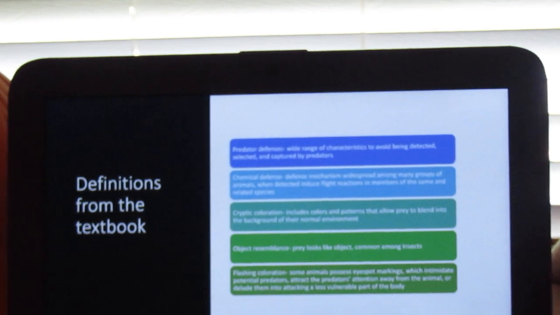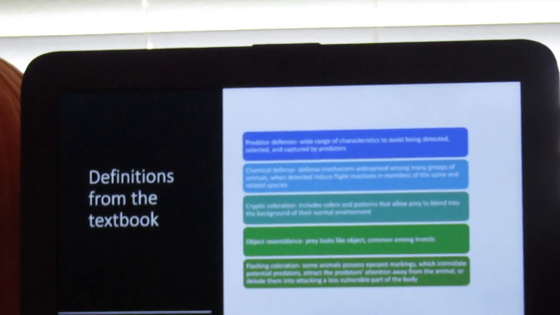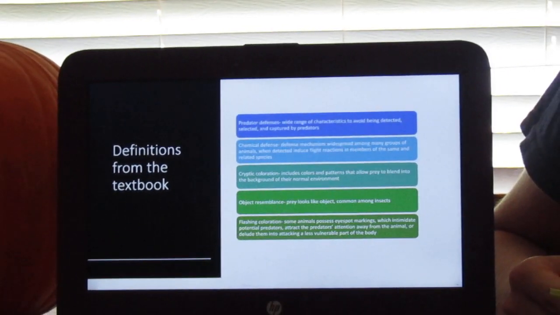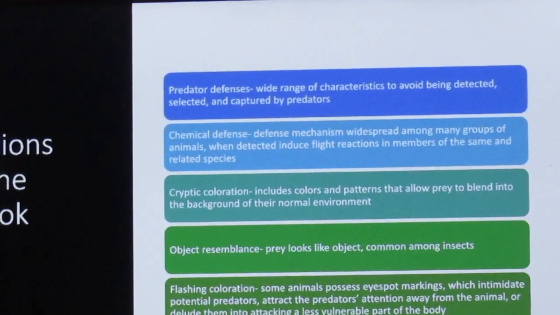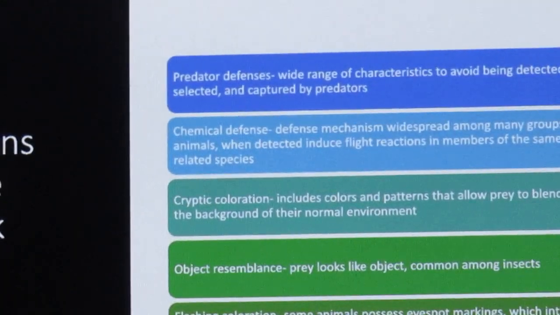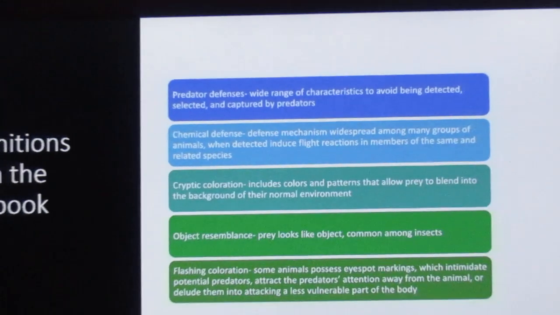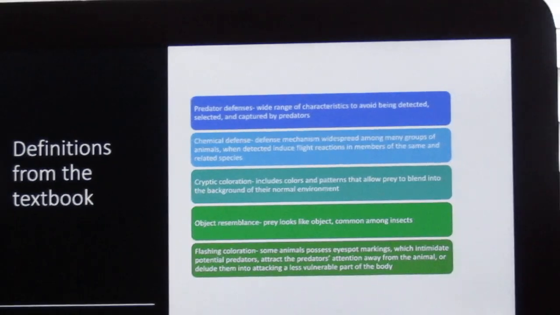Predator defenses: a wide range of characteristics to avoid being detected, selected, and captured. Chemical defense: use of chemical measures to induce a flight reaction. Cryptic coloration: allows prey to blend into the background. Object resemblance: prey looks like an object.